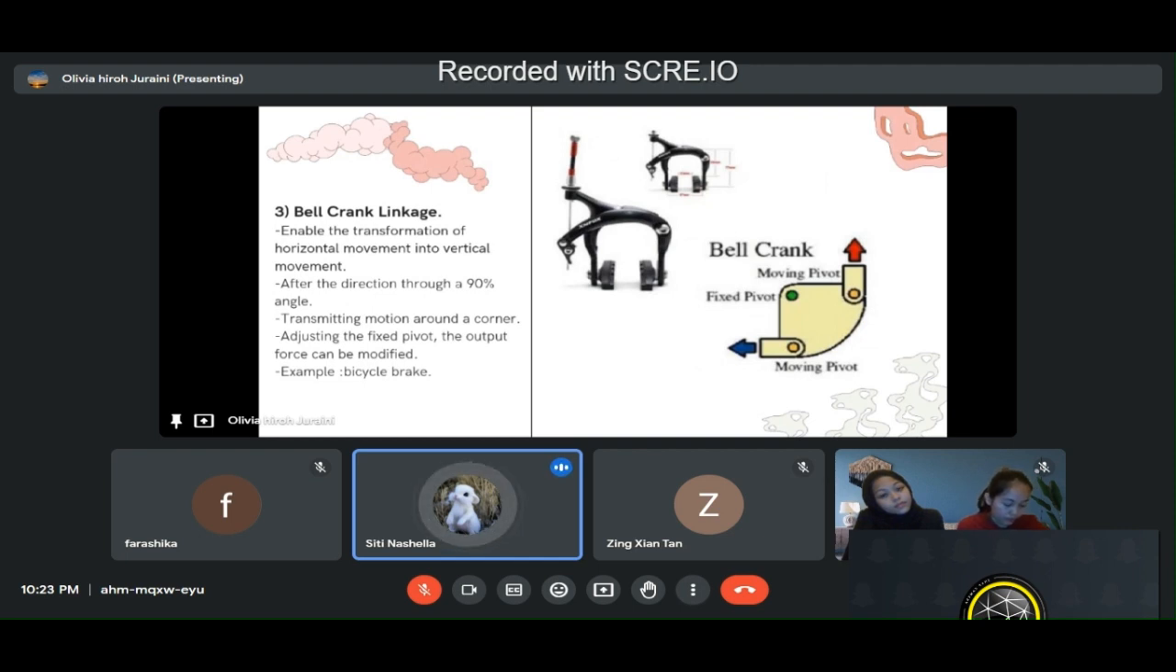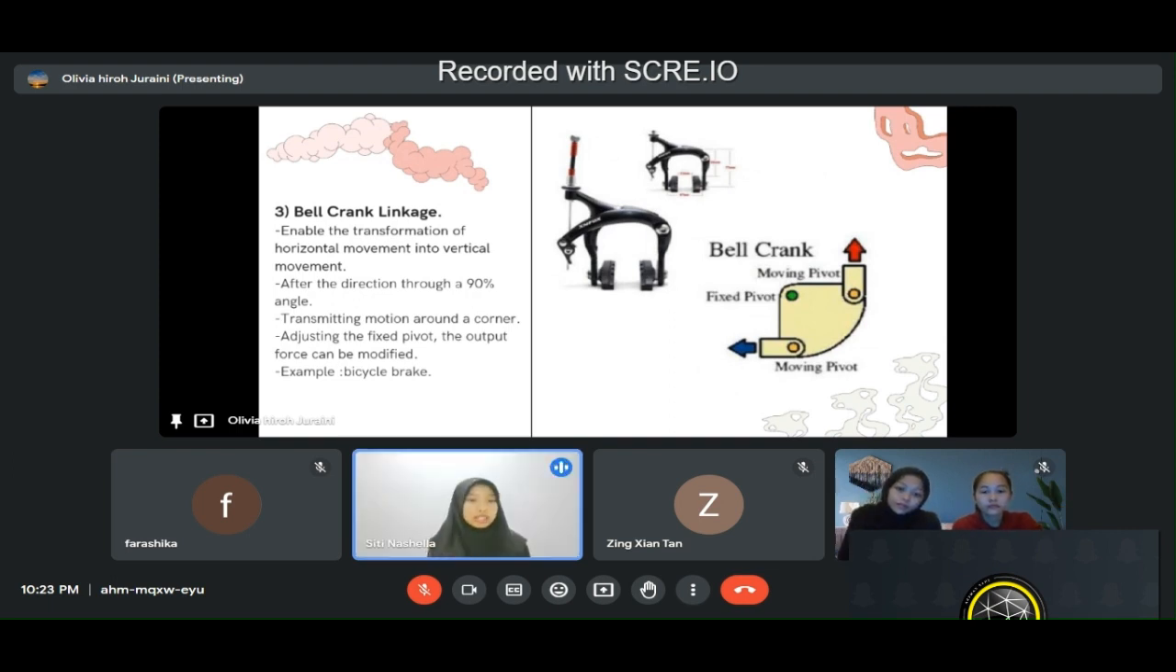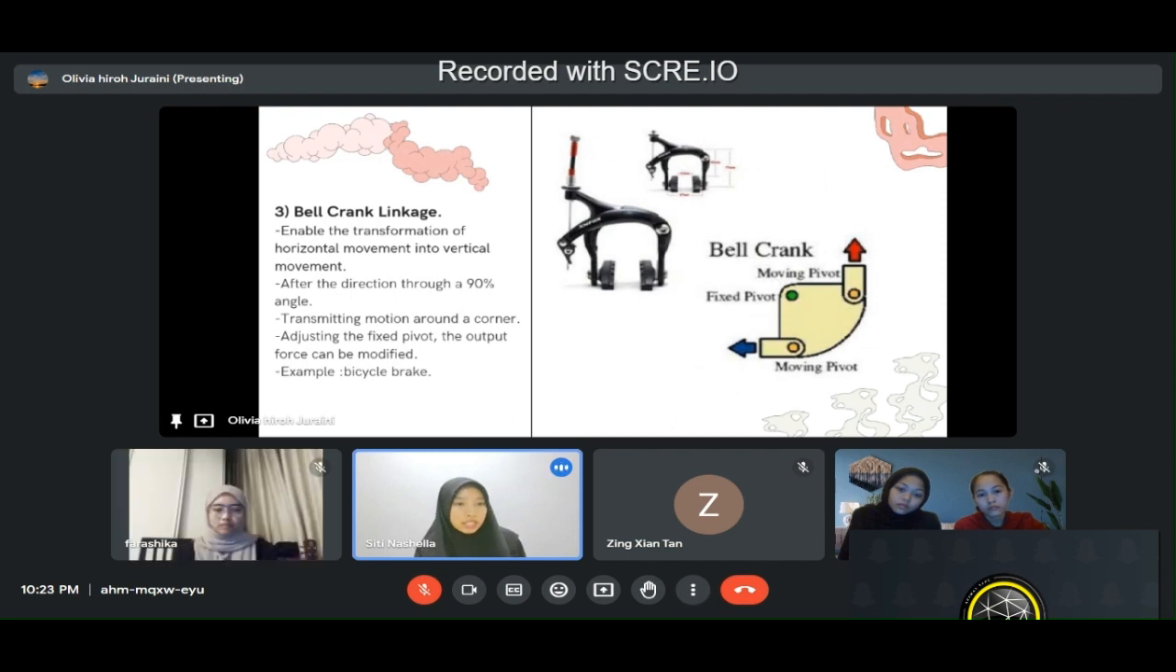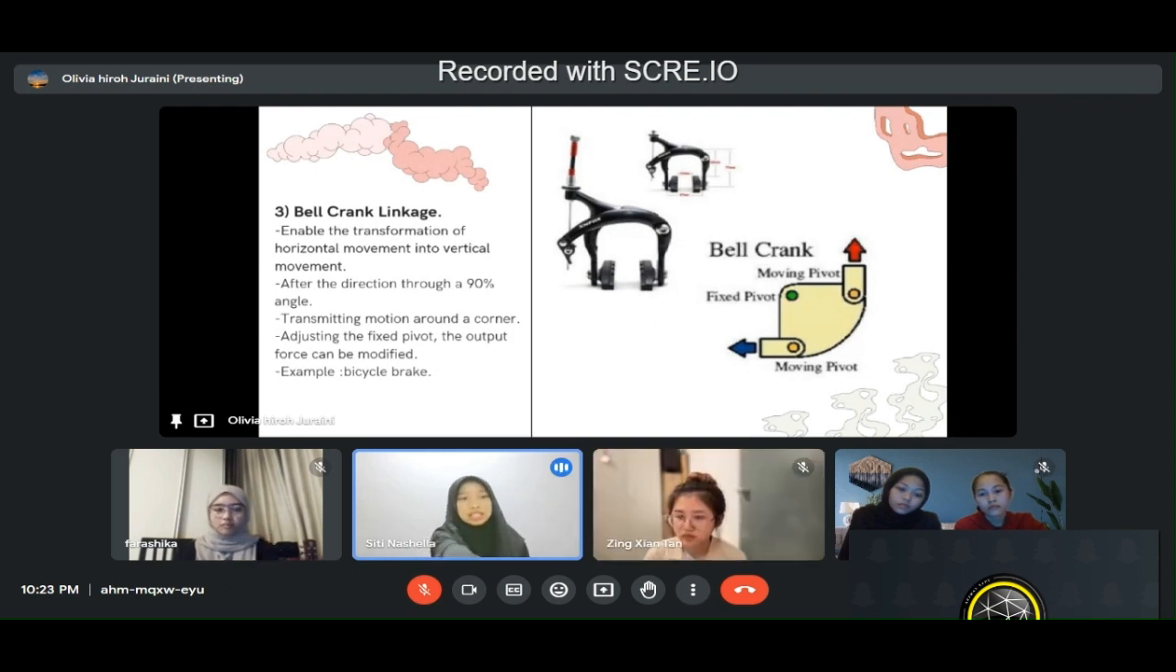So the third type is bell crank linkage. It enables the transformation of horizontal movement into vertical movement. After the direction changes through a 90-degree angle, it can transmit motion around a corner, like the picture shown, and by adjusting the fixed pivot, the output force can be modified.